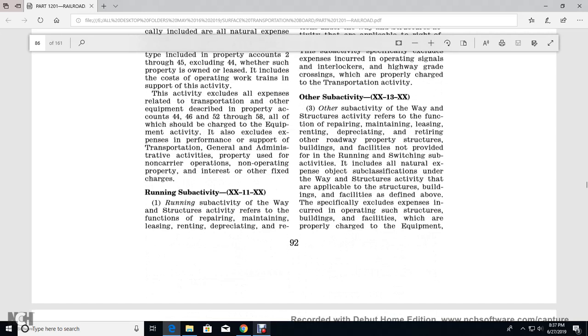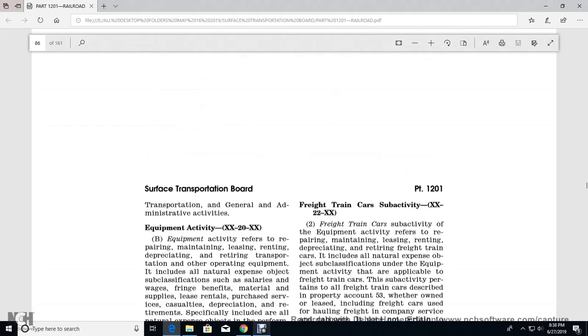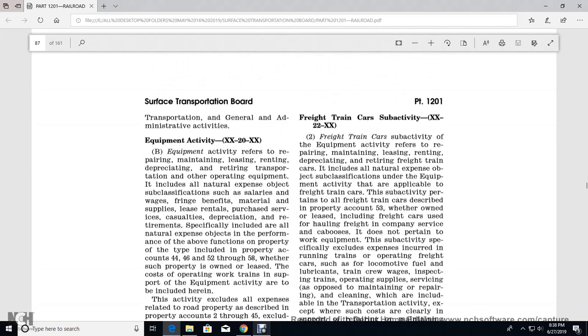Other sub-activity, XX-13-XX. Other sub-activity, way and structure for the activity refers to the function of repairing, maintaining, leasing, renting, depreciating, retiring other road property, structure of the buildings, facility not provided for in the running, switching sub-activities. Include all the natural expense of the object with the sub-classification of the way and structure of the activity applicable to structure of building facilities defined above. It specifically excludes expenses incurred for the operating in such structures, buildings, facilities, which are properly charged to the equipment, transportation, general and administrative activities. Equipment activity, XX-20-XX.